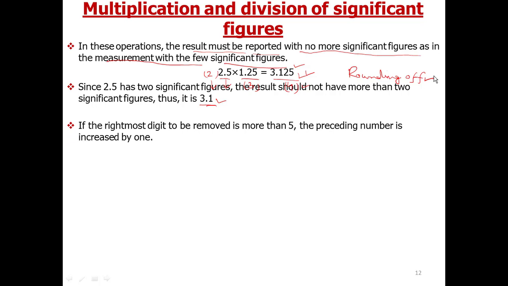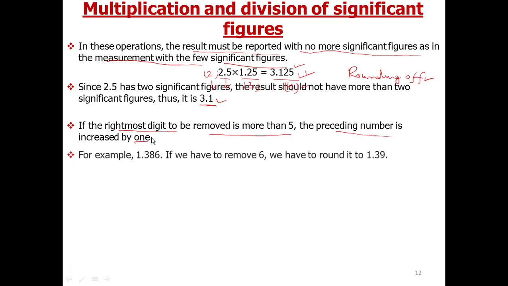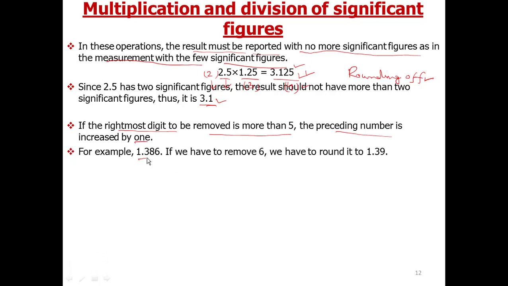You may already be aware of this rule. I will just quickly give it once. It says that if the rightmost digit to be removed is more than 5, then the preceding number is increased by 1. So the example is 1.386. Suppose we have to remove 6. As it is more than 5, the number before it has to be increased by 1. So the result will be 1.39.